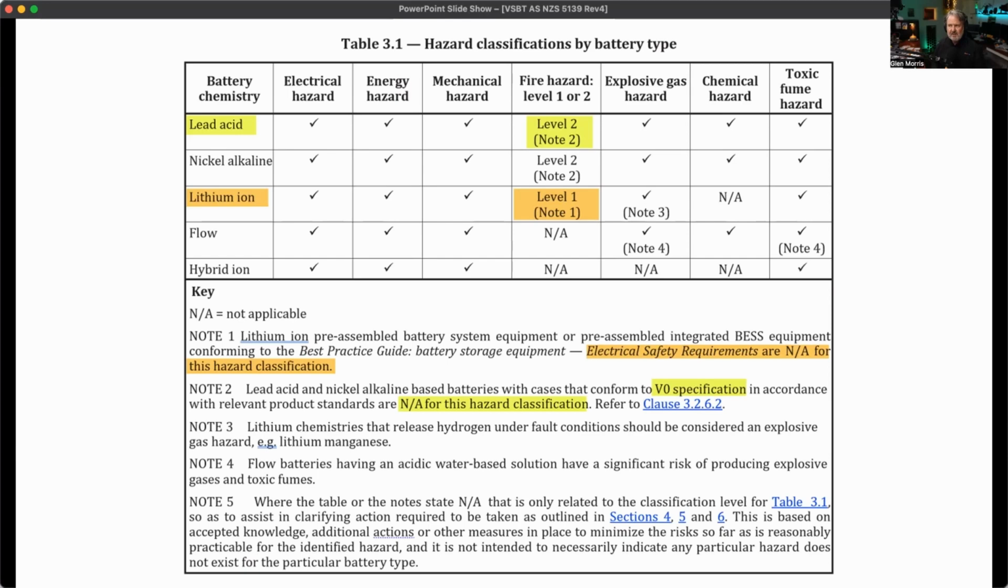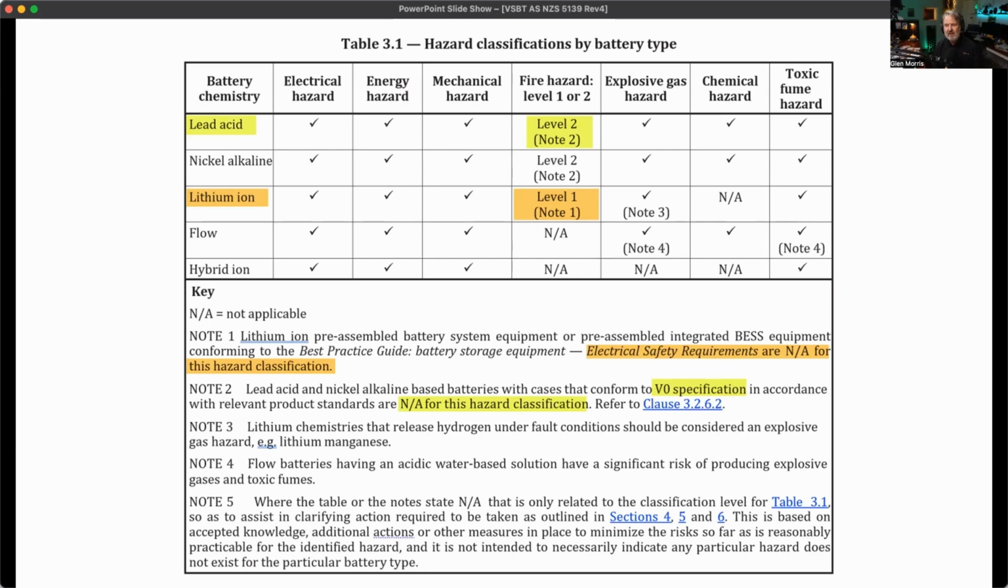There's a hazard classification by battery type table, and we list some chemistries, but of course it's not an exhaustive list, but these ones are defined in terms of what the hazards are. For instance, a lead acid battery, one of the oldest, best known chemistries, it gets a tick because it's an electrical hazard because it stores electricity. It's an energy hazard because it stores energy. It's a mechanical hazard because it's probably going to be heavy. So mechanical, i.e. it could fall and injure someone.